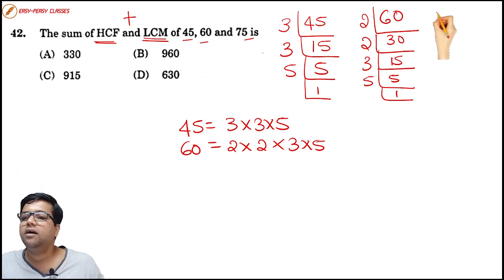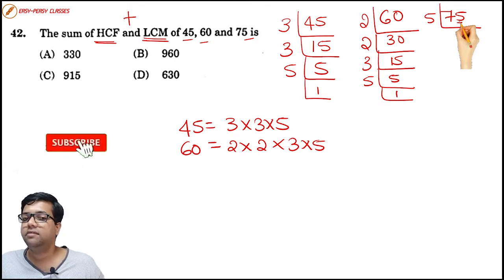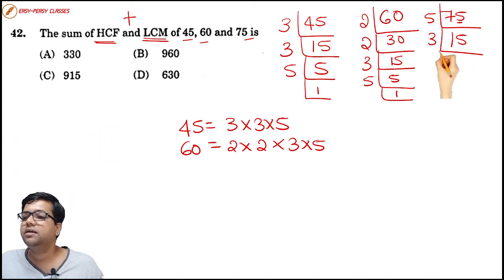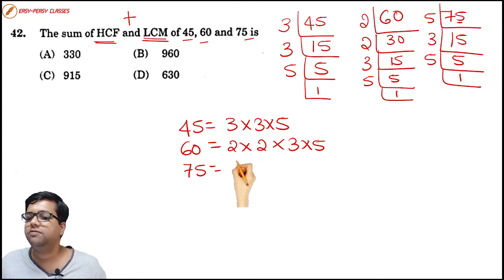Okay, now for the number 75, this can be divided by 5, because it is ending with 5. You know the divisibility tests. When it is ending with 5, you can divide it by 5. 5 15s are 75. Now this can be divided by 3. 3 5s are 15. Again 5 1s are 5. So the prime factors of 75 are, let me write the small number first, 3 into 5 into 5.